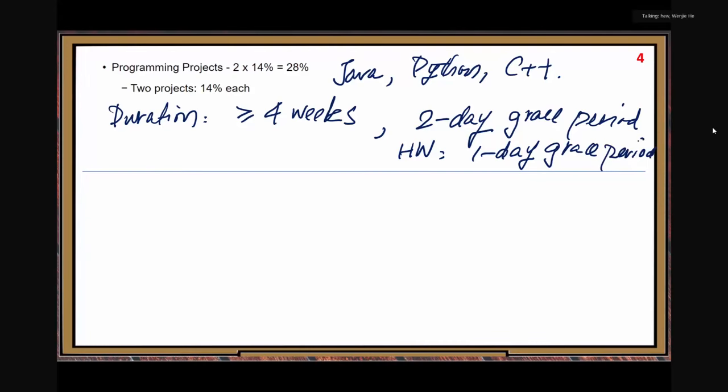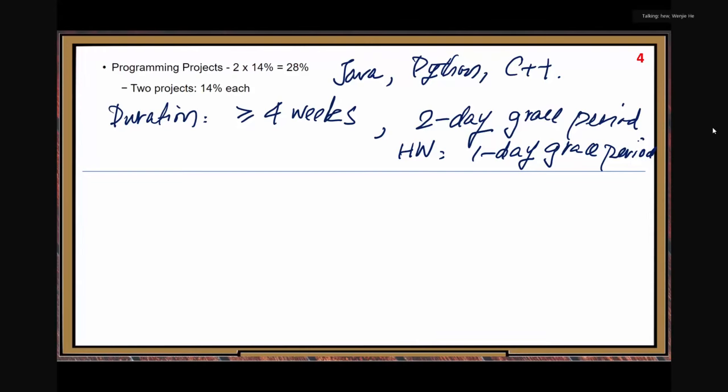So these policies try to reduce your pressure a little bit. But you need to do it as early as possible. Do not delay it. And the project, you need to work independently, okay? Not a group project. But you can discuss.